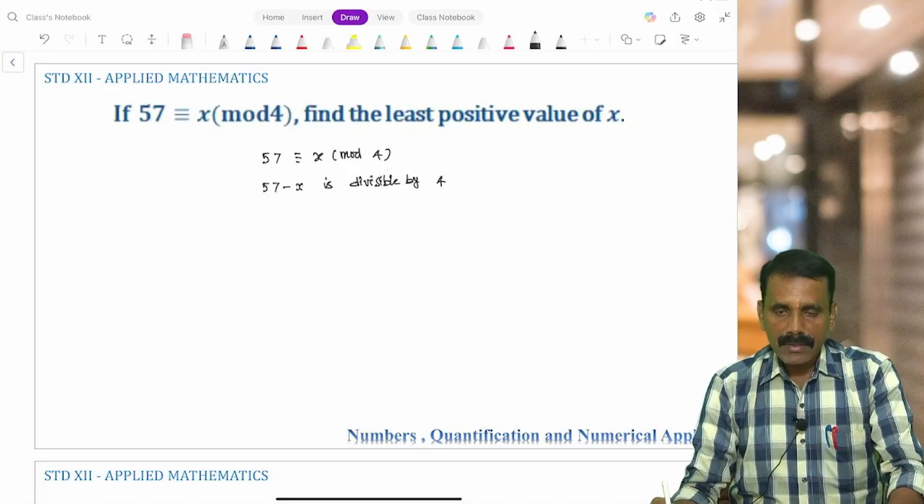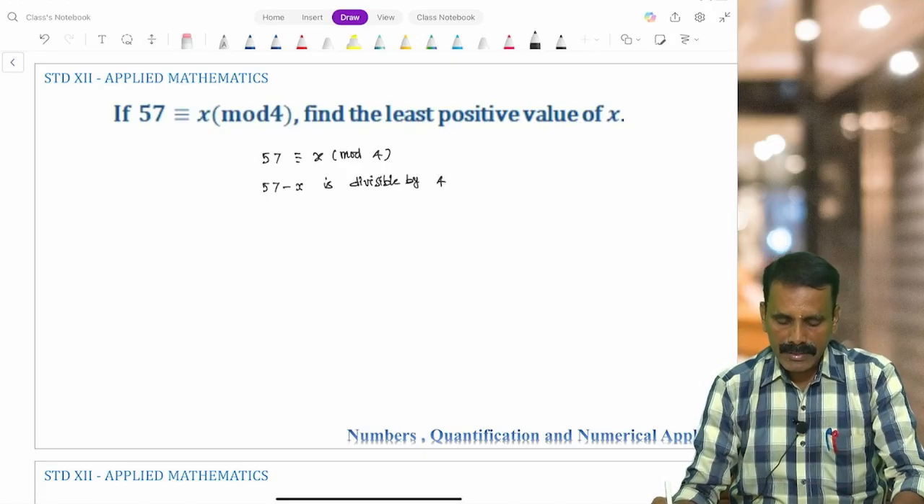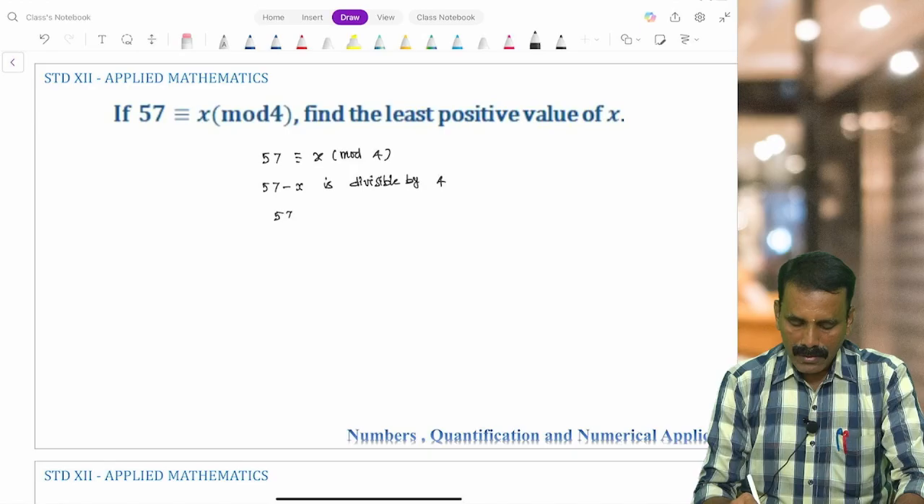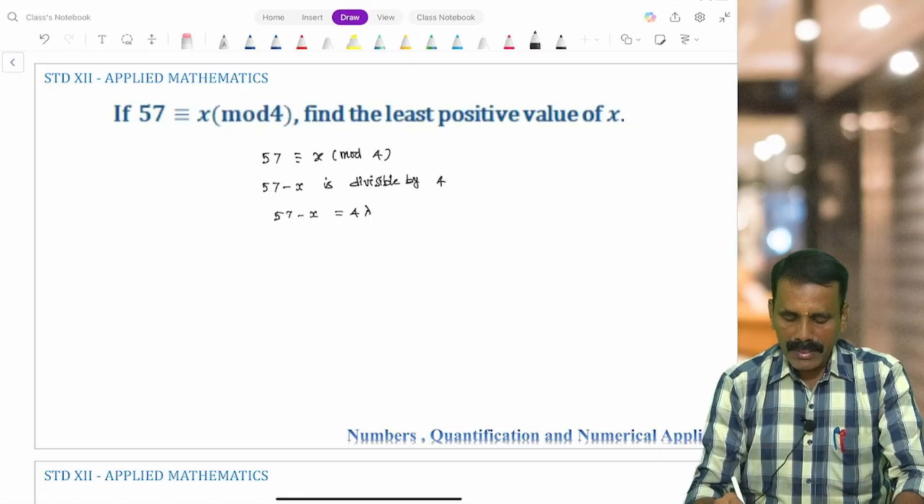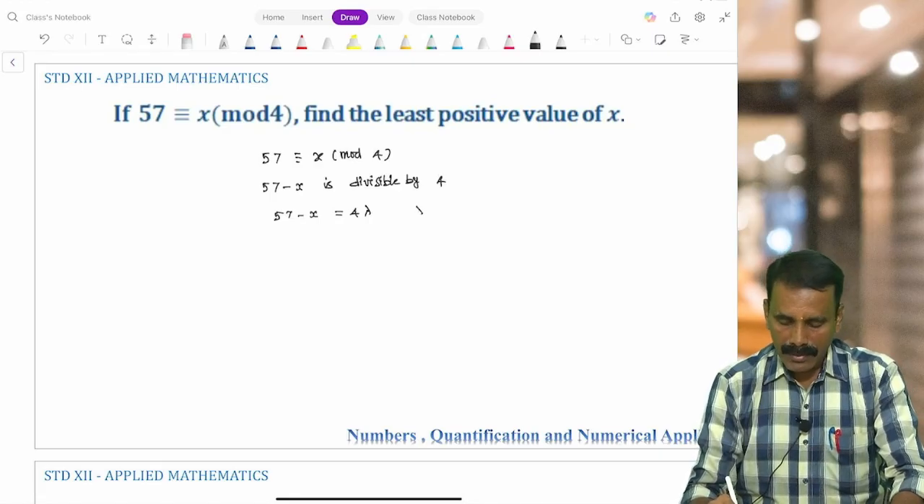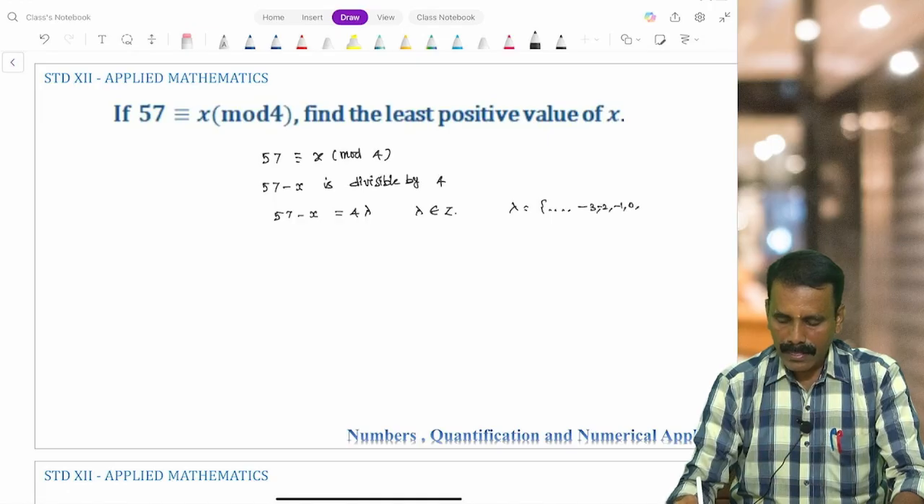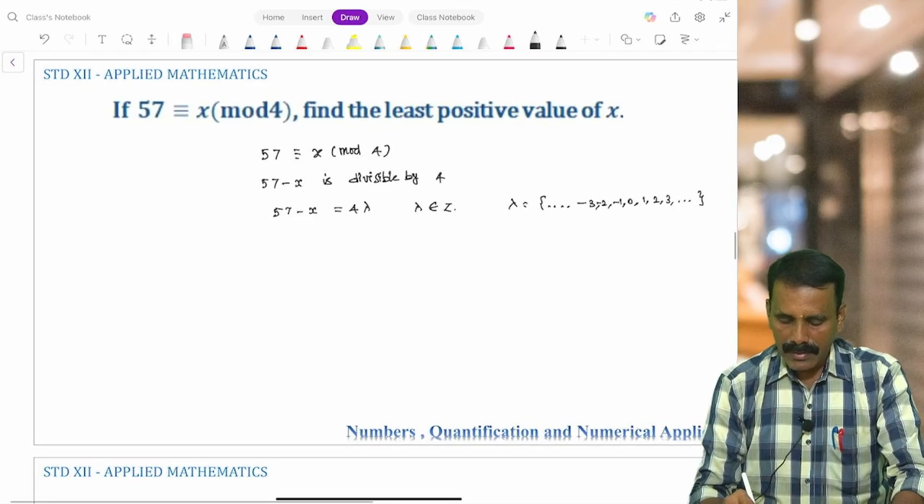If it is a simple question to find the value of x, then 57 minus x will be a multiple of 4. So it will be written as 4 lambda, where lambda belongs to integers. That is, lambda can take values from minus infinity to plus infinity, and substituting the values for lambda, we will get the expression value.